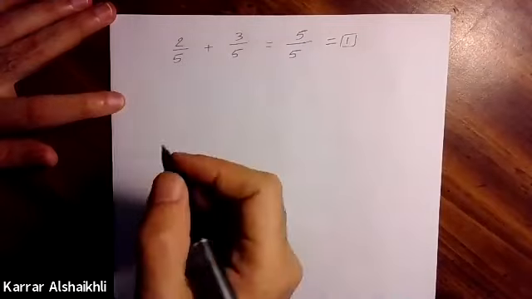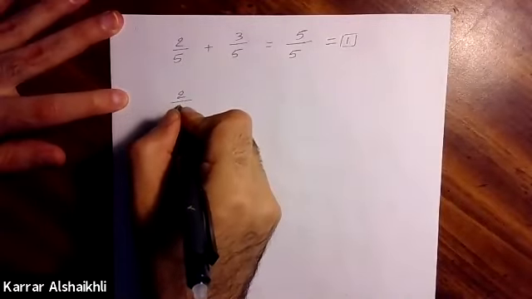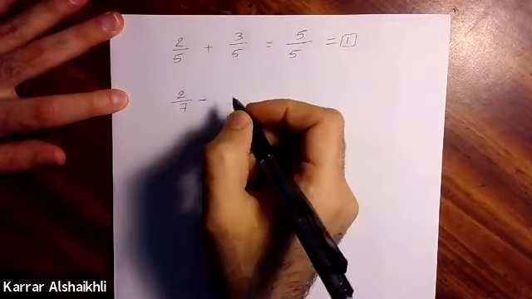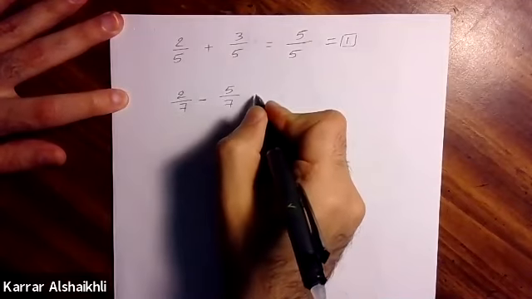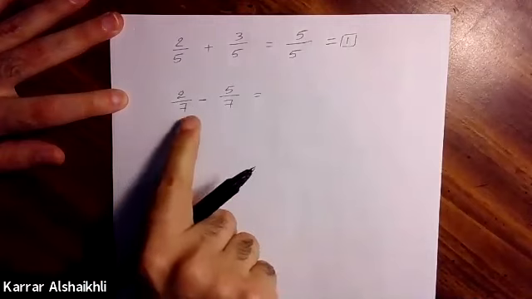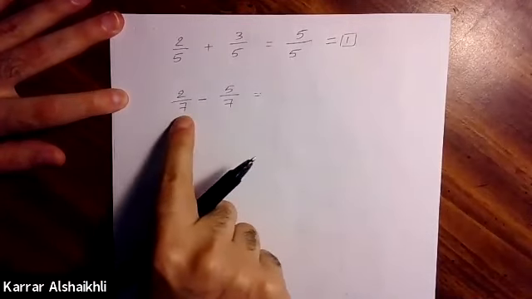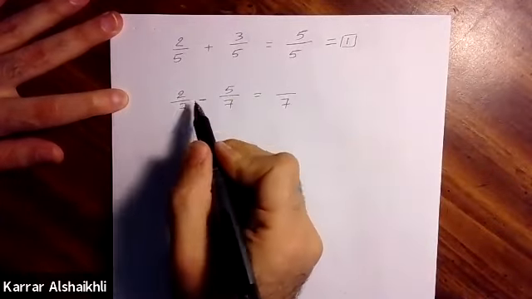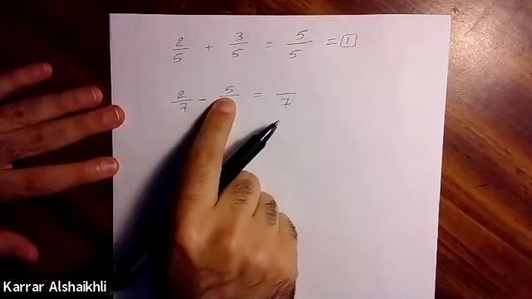So if we have 2/7 minus, let's do it minus 5/7. Now it's subtraction between two fractions with the same denominator. So we're gonna write down the 7. 2 minus 5. Be careful here with the sign. 2 minus 5. Don't make mistakes here.